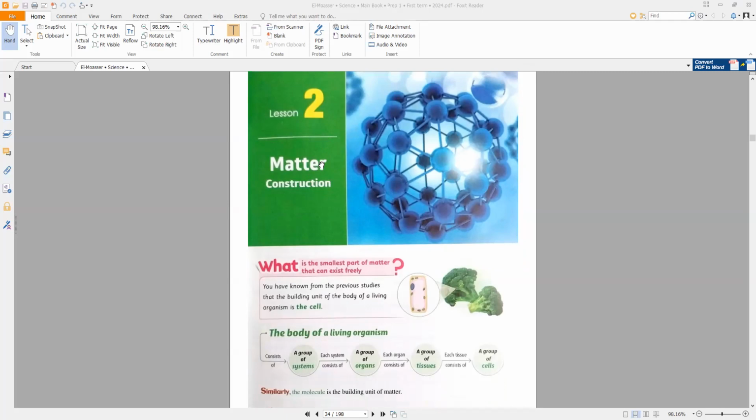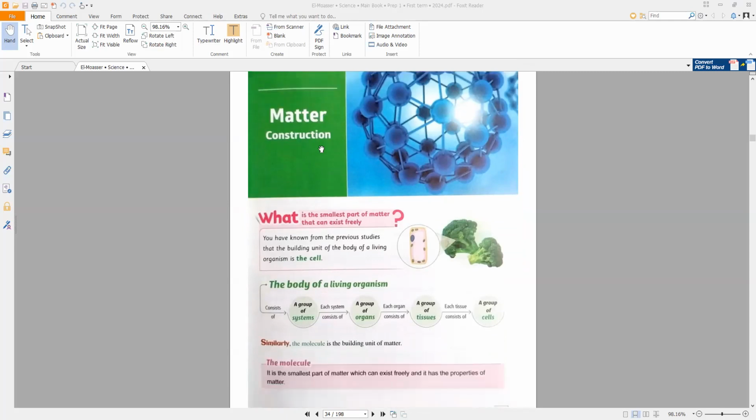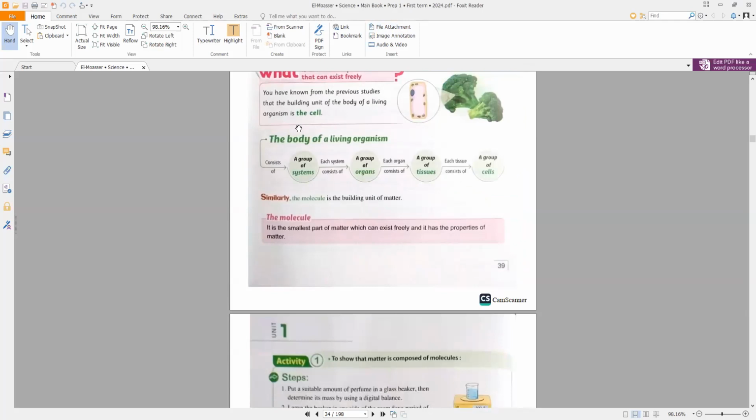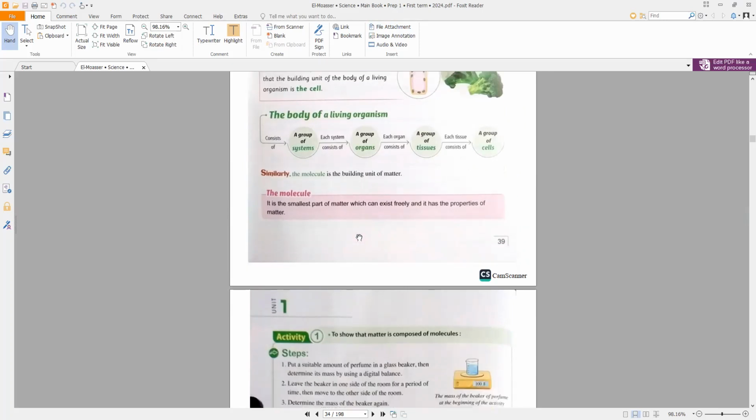Last session we talked about what matter is and what matter consists of. We talked about the building unit of matter, which is called the molecule, and the molecule is the smallest part of matter which can exist freely, and it has the properties of matter. And we talked about the building unit of the body of living organisms, which is called the cell.